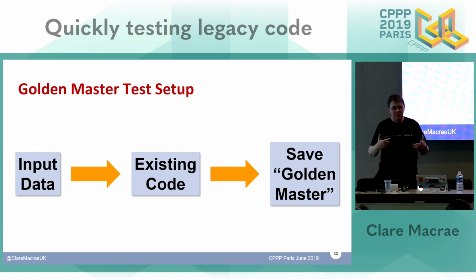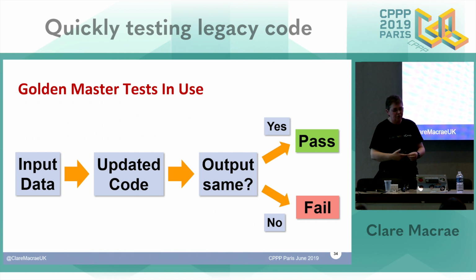And that's what you capture, that's what you save in version control. You save the inputs, the way to run the program, and the output. Now, you might need to modify the program to write the output in a meaningful way. But that's your golden master. Capture that in version control.